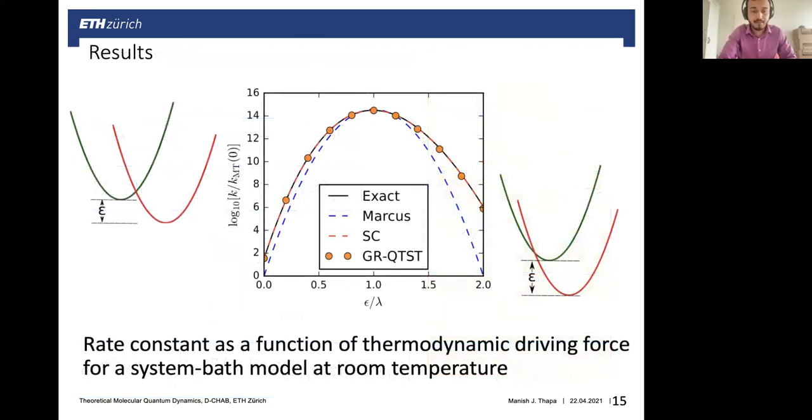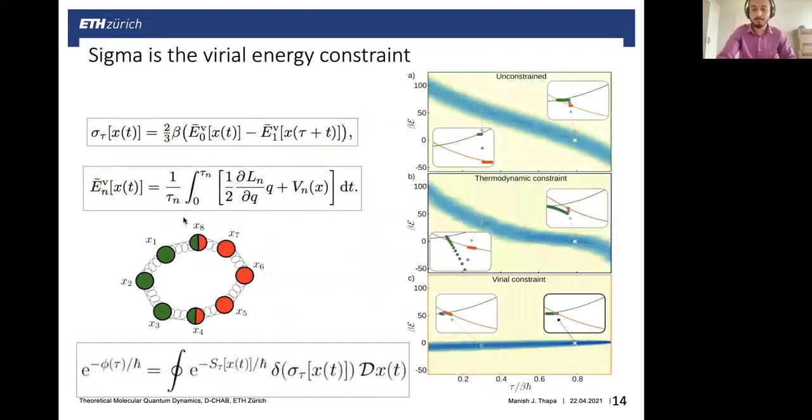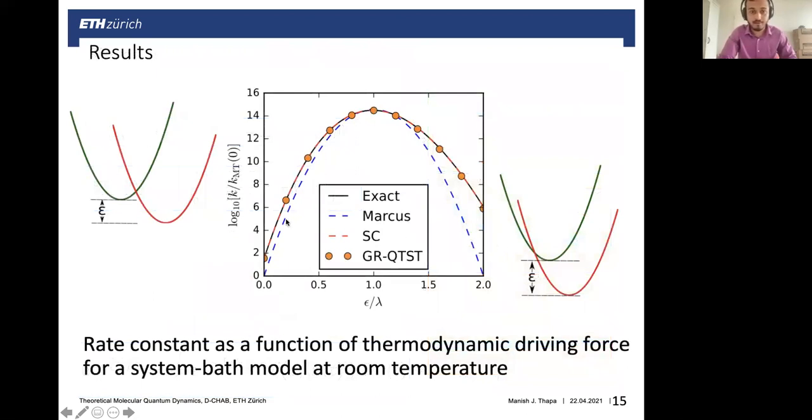We tested our approach on a system-bath model. On the x-axis, you see the thermodynamic driving force. On the y-axis, you have the quantum rate constant. The thermodynamic driving force basically tells you how much driving force you have. Like you see here, if you make this lower and lower, the thermodynamic driving force is higher. And if you make it really low, you reach this point called the inverted regime. And this is a funny point because in this regime, the rate starts to decrease again.